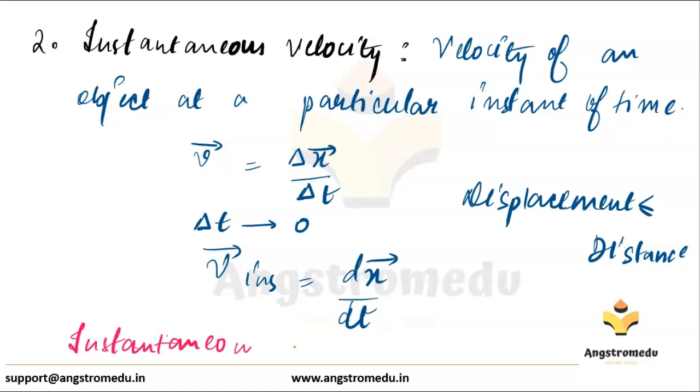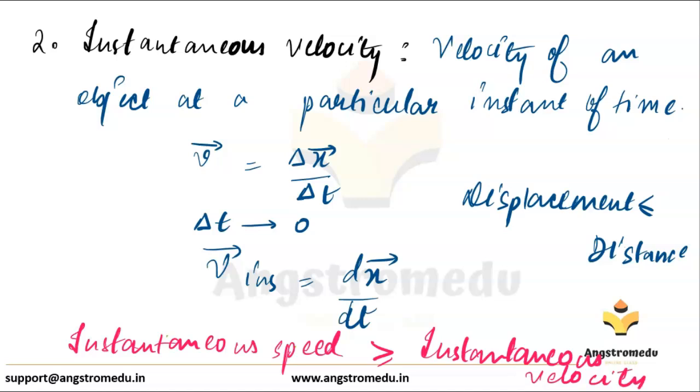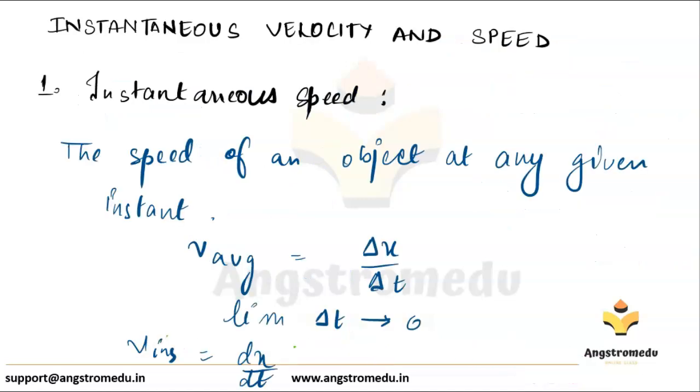So instantaneous speed will be equal to or greater than instantaneous velocity. So this is all about instantaneous velocity and instantaneous speed.